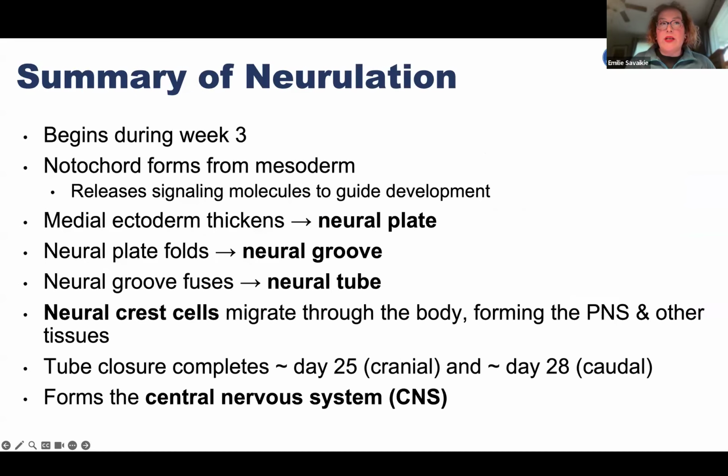So just a summary of neurulation. It does begin during week 3. The notochord forms from the mesoderm and releases signaling molecules to guide development. The medial ectoderm thickens to form the neural plate. The neural plate then folds to form the neural groove, and the neural groove fuses to form the neural tube. And those neural crest cells migrate through the body, forming the PNS and other tissues. The tube closure completes day 25 for the head and around day 28 for the tail, and forms the central nervous system.